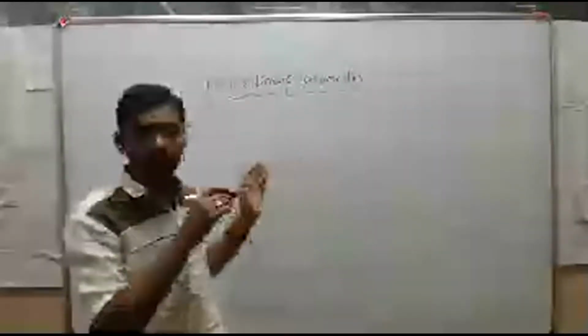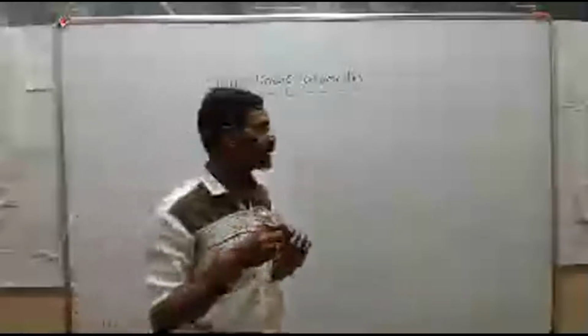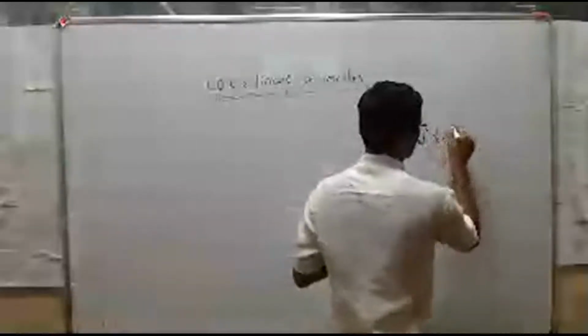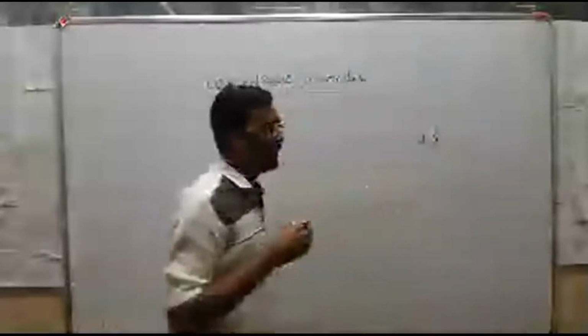Now, it is one of the important chapters. Already I told you the weightage is, I think, 4 to 5 marks. The weightage of coordinate geometry is how much? 4 to 5 marks. Okay. Now we have to recapture your knowledge.